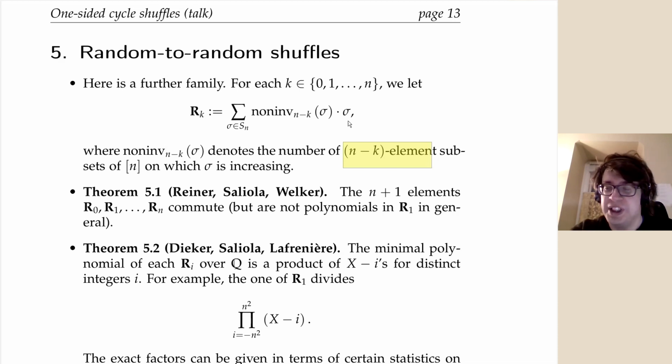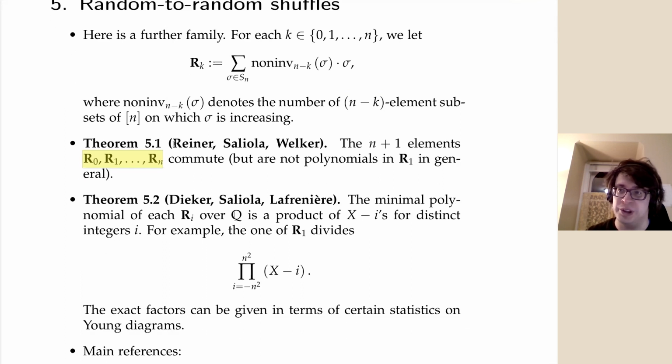It has been proved in a pretty painful and long way by Reiner, Saliola, and Welker that these n + 1 elements, R0 up to Rn, all commute. So one of the pressing questions in the subject, if you ask me, is actually finding a readable proof of the theorem. There are 2 proofs now. One of them is by Reiner, Saliola, and Welker, and the other is by my co-author Nadia Lafreniere, and both of them are long. Both of them seem to be missing the mark. There seems to be some reason why they commute, but nobody knows why.